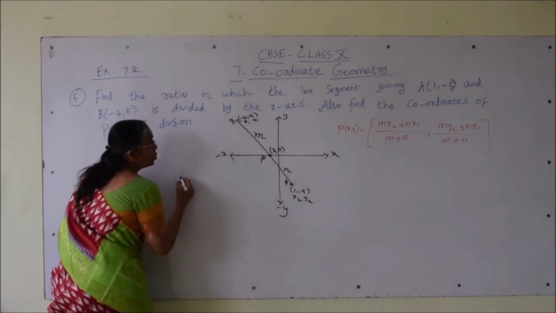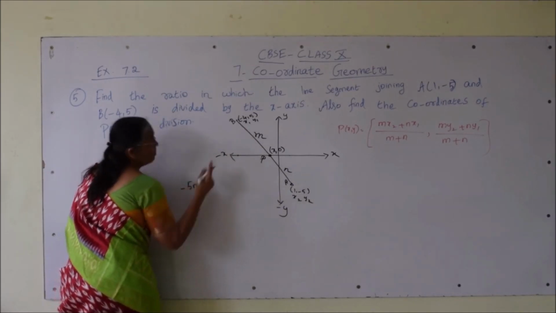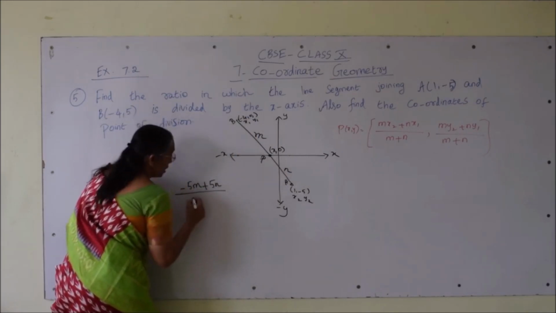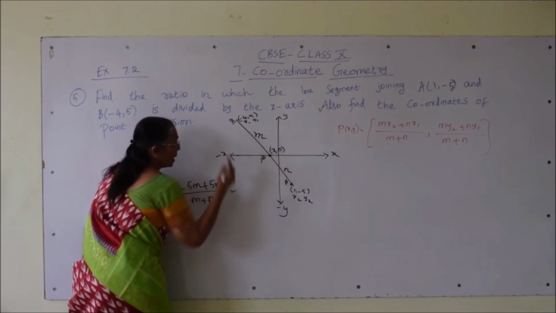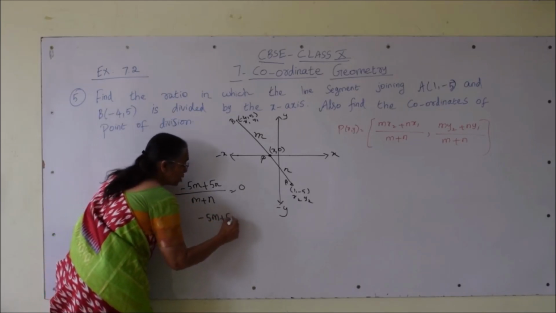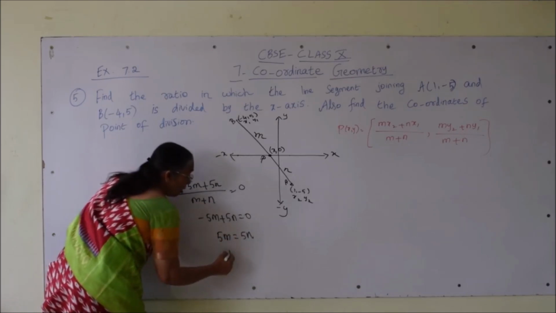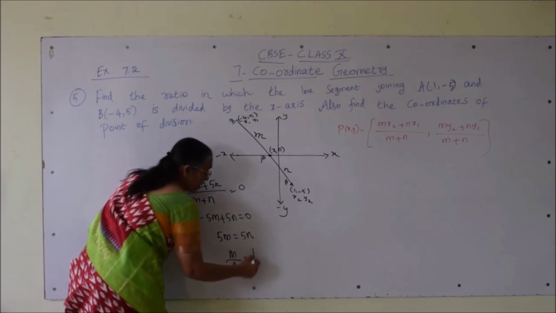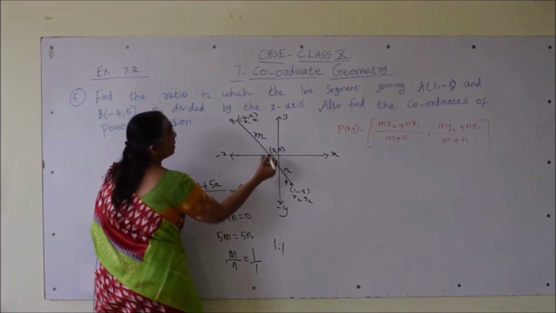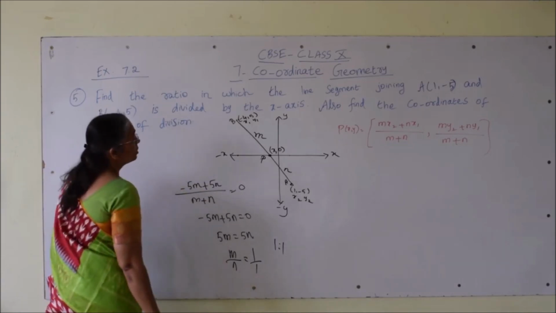So m into y2, which is minus 5, gives minus 5m, and n into y1, which is 5, gives plus 5n, divided by m plus n, is equal to the y coordinate, which is 0. The denominator cannot be 0, so minus 5m plus 5n is equal to 0, which represents 5m equals 5n, or m by n is nothing but 5 by 5, which is 1 by 1. The ratio is 1:1. That means it is becoming the midpoint. P is the midpoint of the line segment joining these 2 points.